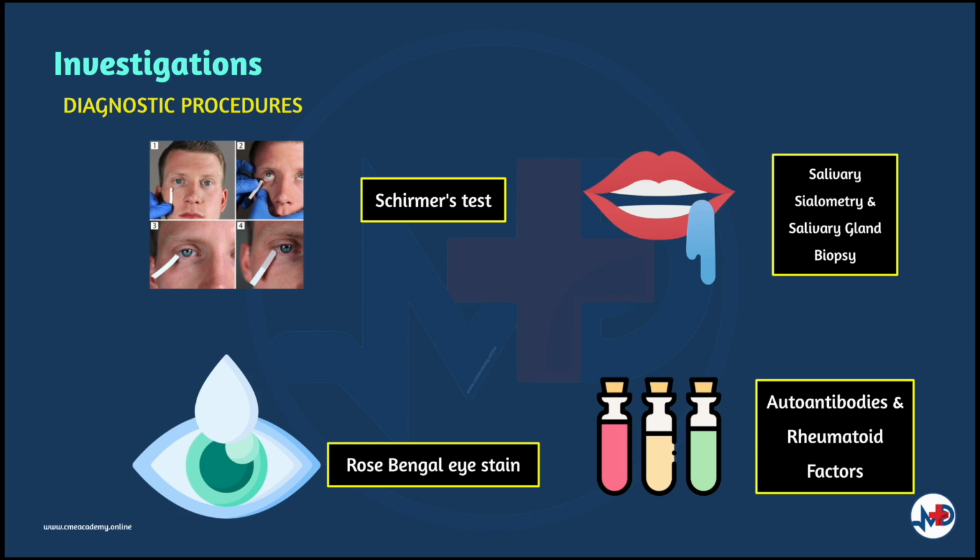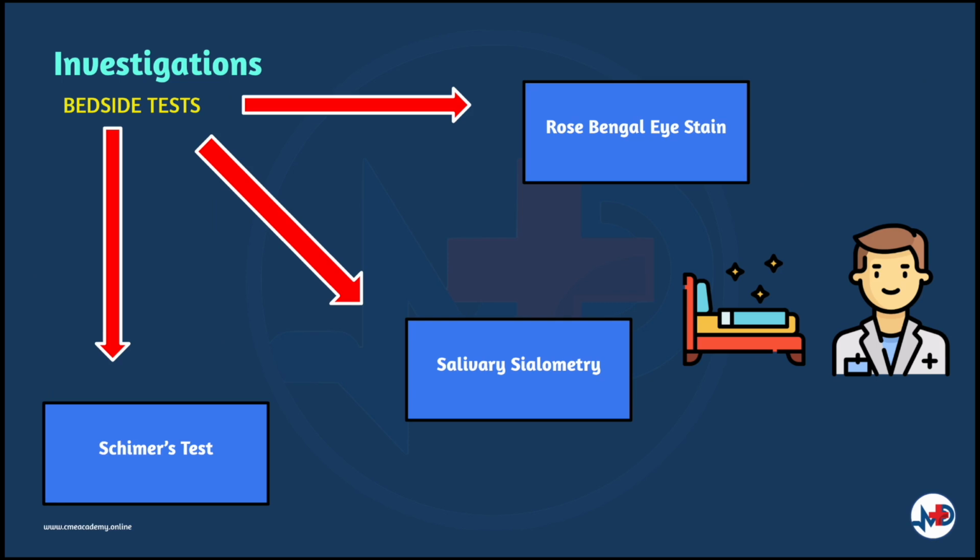Labial minor salivary gland biopsy in Sjogren syndrome will reveal lymphocytic sialoadenitis with a focus score greater than or equal to 1 per 4 mm square of tissue. Systemic tests include identifying the presence of Ro SSA and La SSB autoantibodies and rheumatoid factors in the patient's serum. Useful bedside tests are Schirmer's test, rose Bengal eye stain, and salivary sialometry.